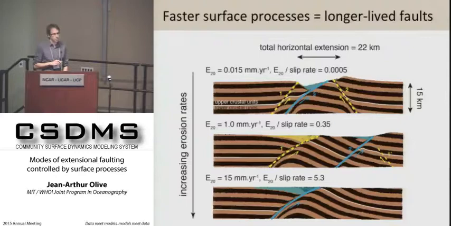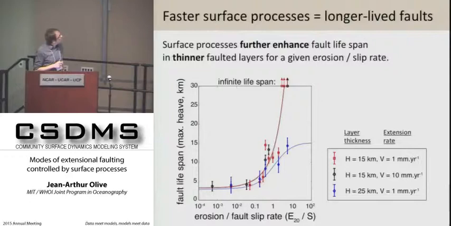And to synthesize all the runs that we've been doing, on this plot, I show the maximum offset that was accommodated by each of the initial faults until the next one broke versus the erosion rate normalized by the slip rate. And this is done over a range of brittle layer thicknesses and over a range of stretching rates. And the interesting thing that you can see in all of the cases is that the system doesn't quite respond to an increase in the erosion rate until this erosion rate becomes comparable to the imposed stretching rate.